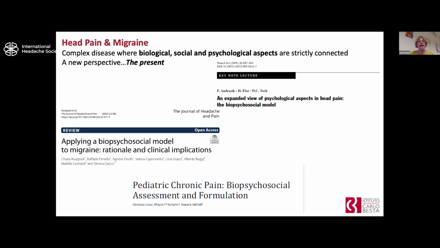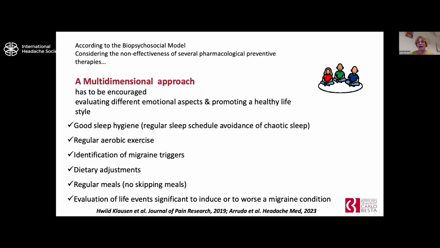Also, recently, migraine started to be considered a very complex phenomenon where there are biological aspects, but also social and psychological factors that are very strictly connected. And we have to consider all of them when we meet young patients. And this new perspective is the present. So according to this kind of model, the biopsychosocial model, and considering that the pharmacological options are not always very helpful, we have to consider a multidimensional approach for these young patients. And this approach has to be encouraged.